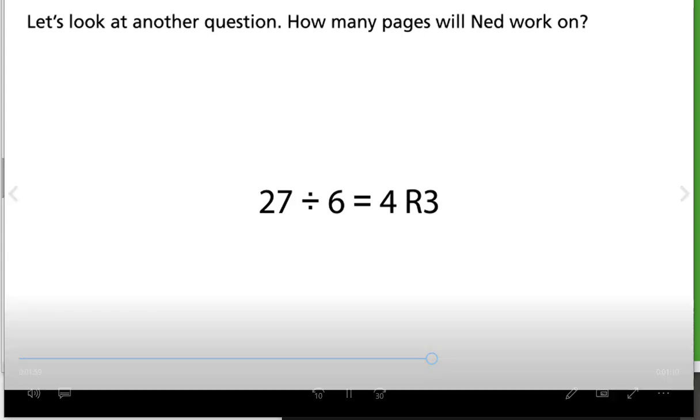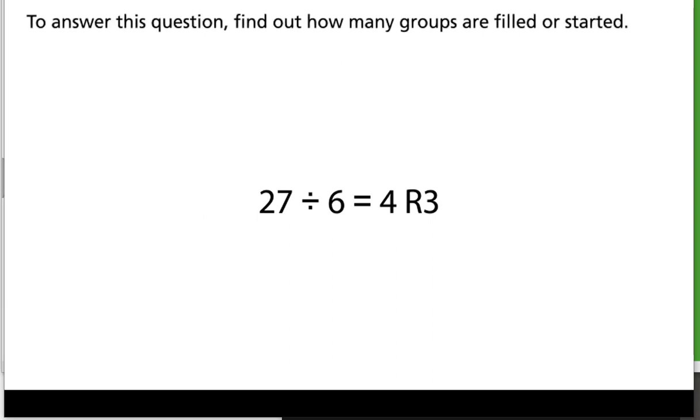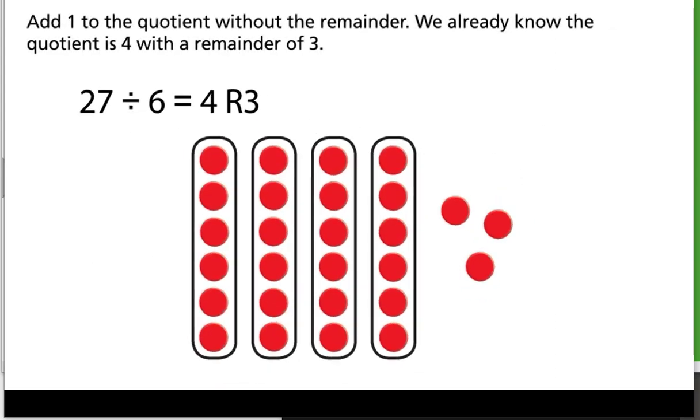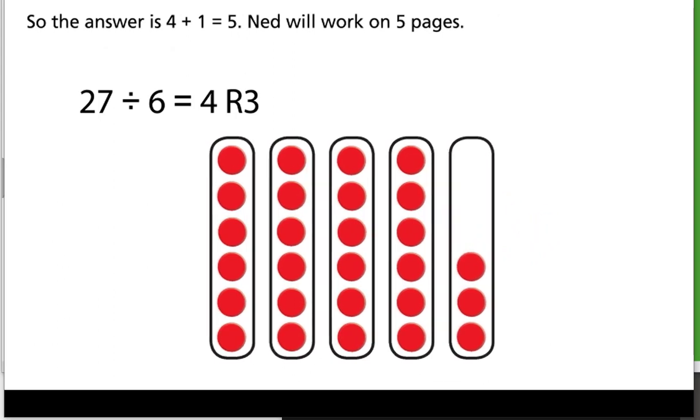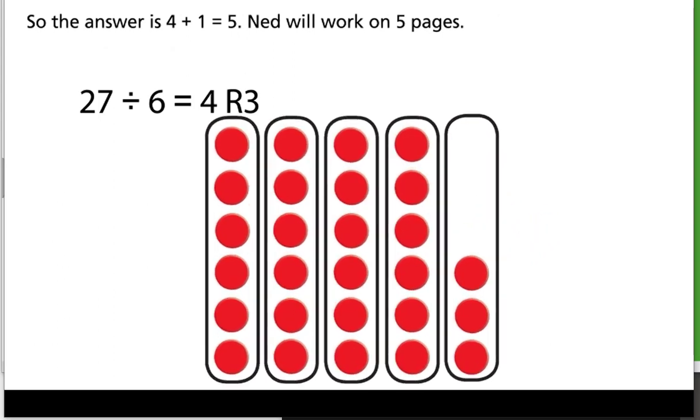To answer this question, find out how many groups are filled or started. Add 1 to the quotient without the remainder. We already know the quotient is 4 with a remainder of 3. So the answer is 4 plus 1 equals 5. Ned will work on 5 pages.